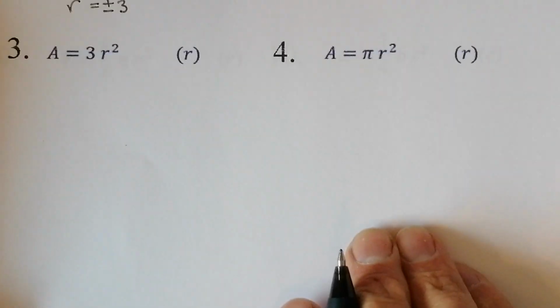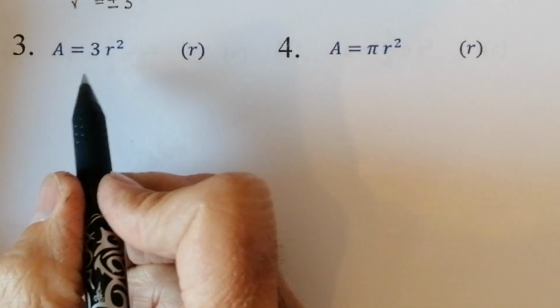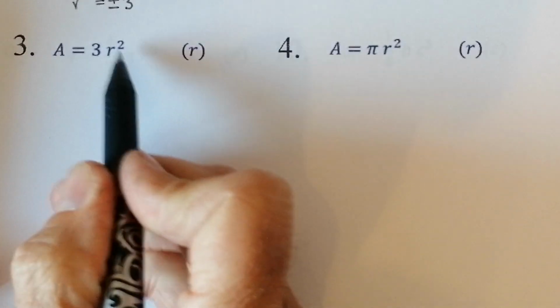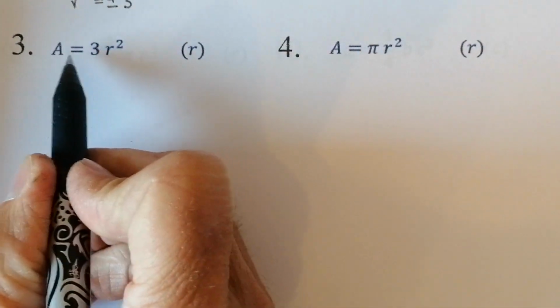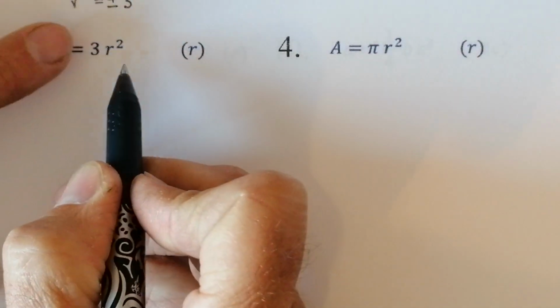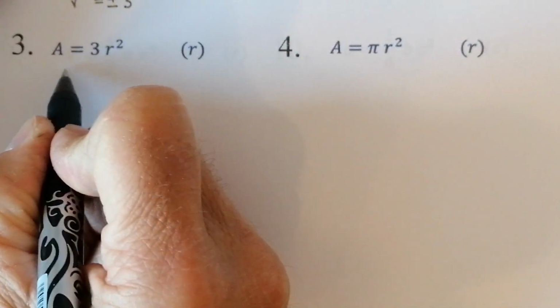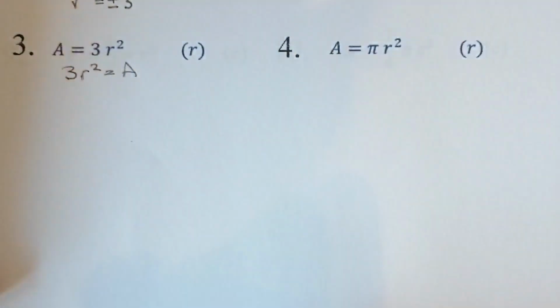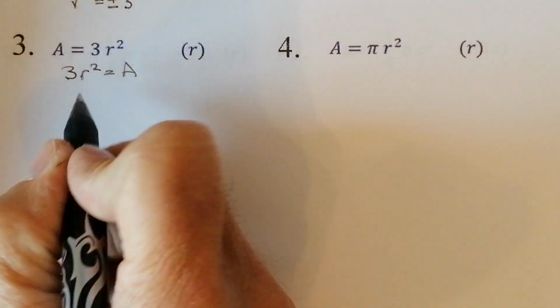Question 3. A is equal to 3r squared. Change the subject to r. So for this one here, I'm going to reverse it round. So I'm going to say that instead of a equals 3r squared, I'm going to say 3r squared is equal to a. Just to get r on the left-hand side of the equals, just to make it tidy.